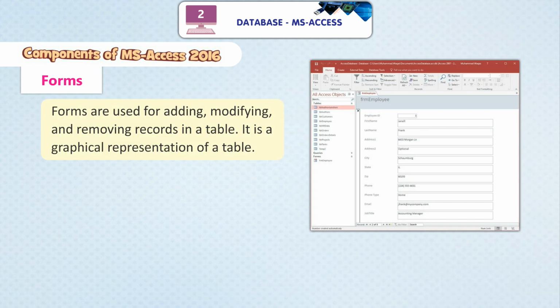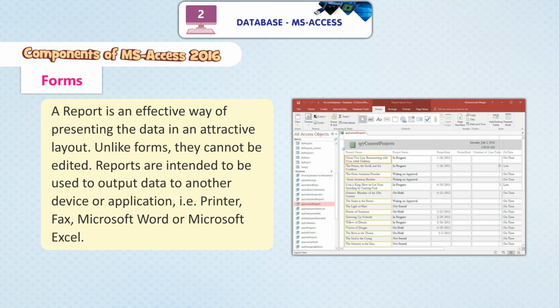Forms. Forms are used for adding, modifying, and removing records in a table. It is a graphical representation of a table. Reports. A report is an effective way of presenting the data in an attractive layout. Unlike forms, they cannot be edited. Reports are intended to be used to output data to another device or application, that is, printer, fax, Microsoft Word, or Microsoft Excel.